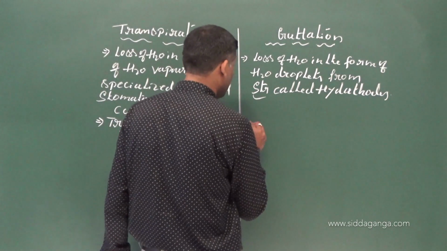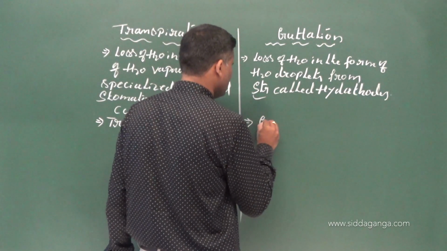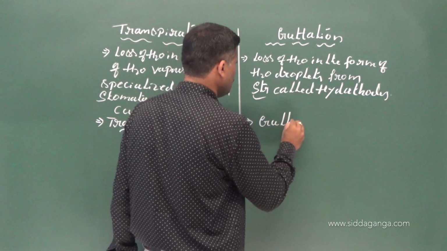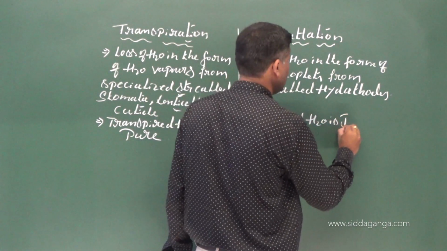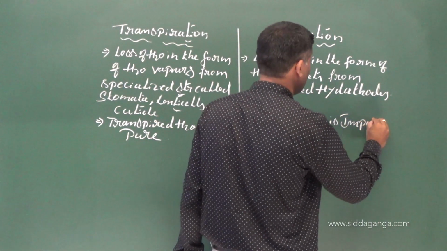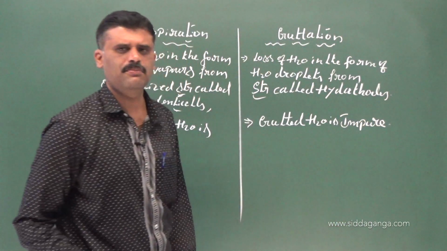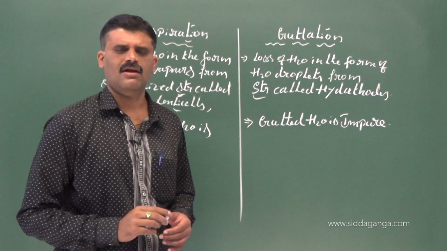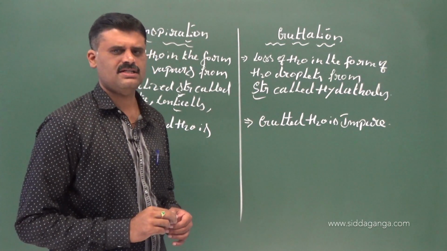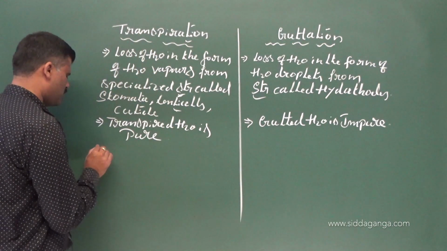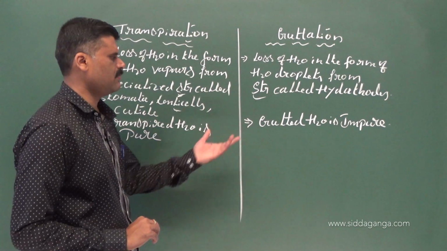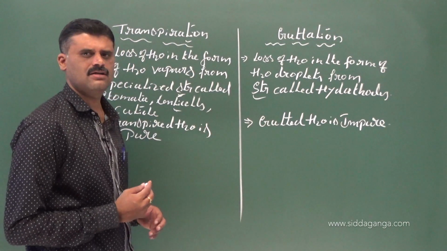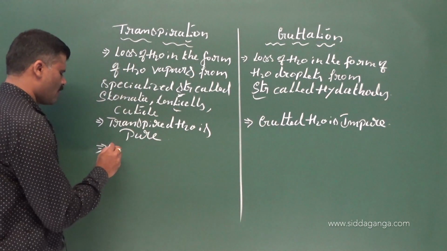Whereas guttated water is impure. Guttated water is impure. It contains organic and inorganic waste salts from the plant body. The excretory waste minerals are present in the guttated water, so it is impure.